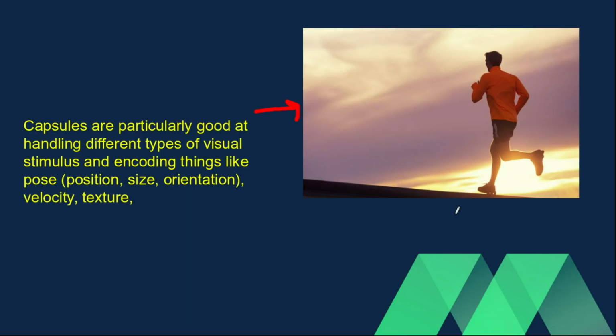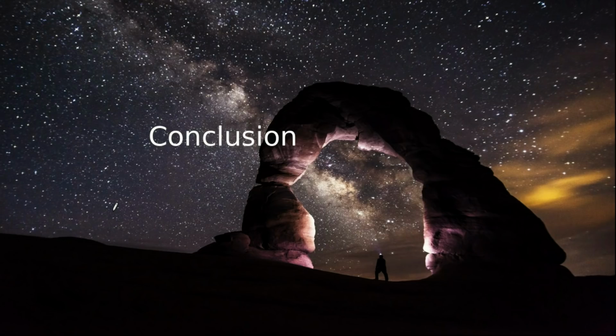And capsules would be really good at different types of visual stimulus and encoding things like positions. If the image has been tilted or the orientation has been changed, they would be robust to all these changes. And whether you change the orientation, velocity, or even the texture size, they would be really able to deal with all of that. So let's come down to the conclusion. A capsule network strives for translational equivariance instead of translational invariance, allowing it to generalize to a greater degree from different viewpoints with less training data.